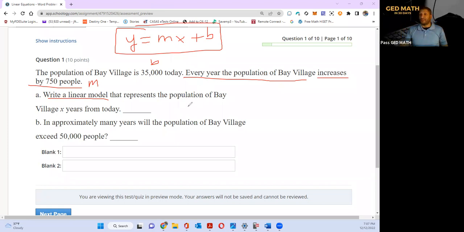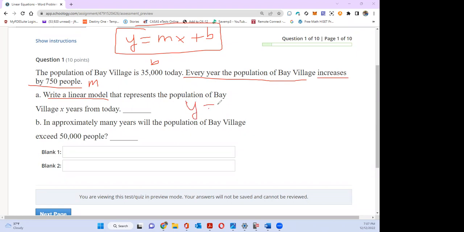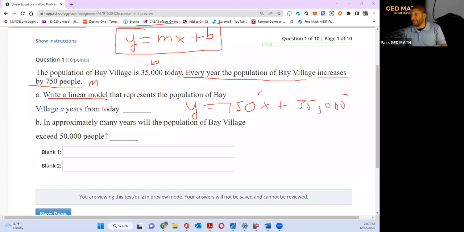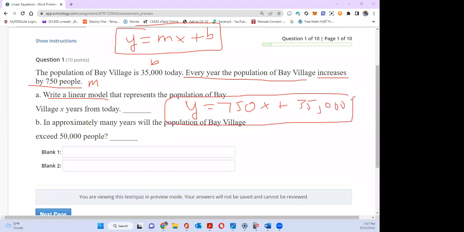So if my equation of the line is y equals mx plus b, what's my equation going to be? What must it start with? Y equals 750x plus 35,000. Stop playing. That's it.